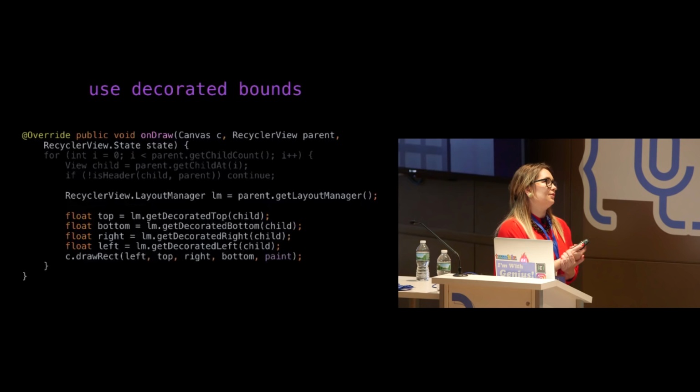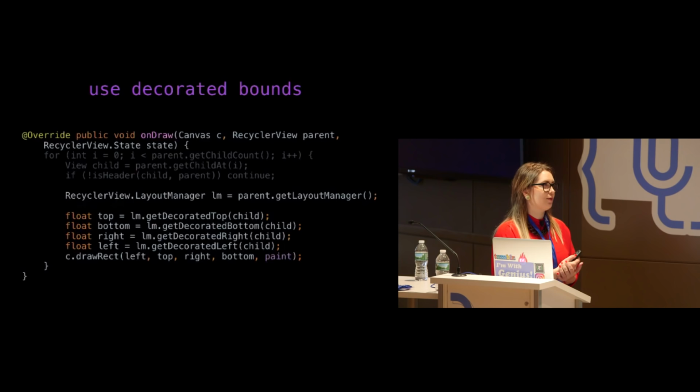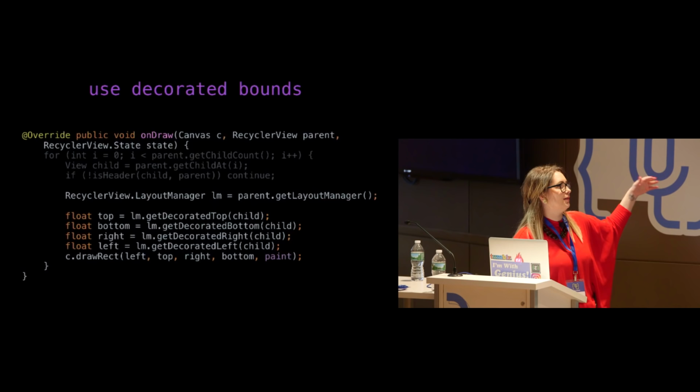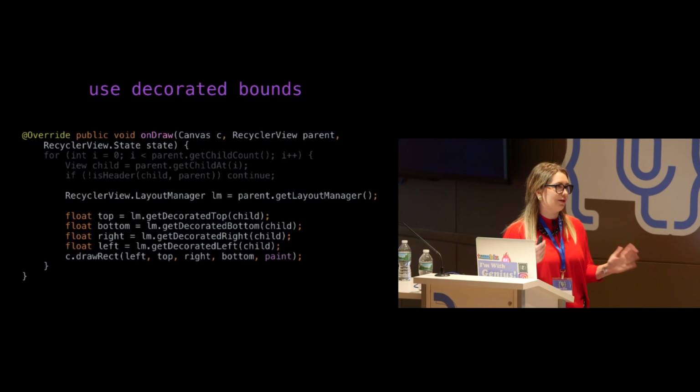So the next step here is to use the decorated bounds of a view, something I wish I had known 2 years ago. This is drawing the solid color behind the whole header by asking the layout manager, get decorated top, get decorated bottom. And this gets the whole complete sum of all the offsets all the decorators have set. So that's better.